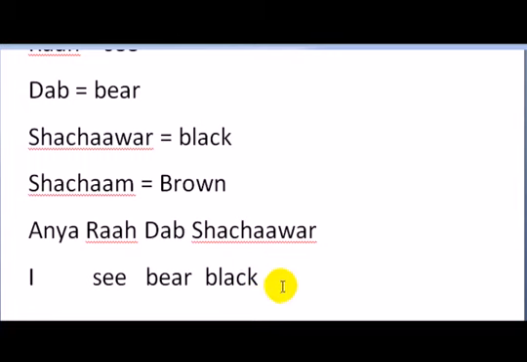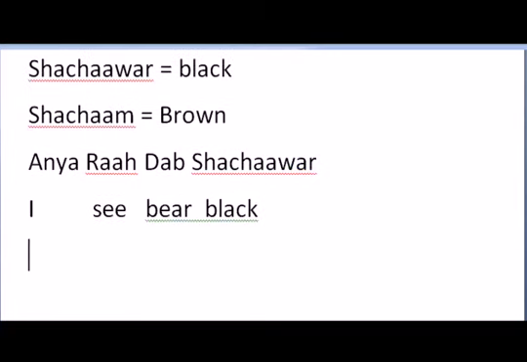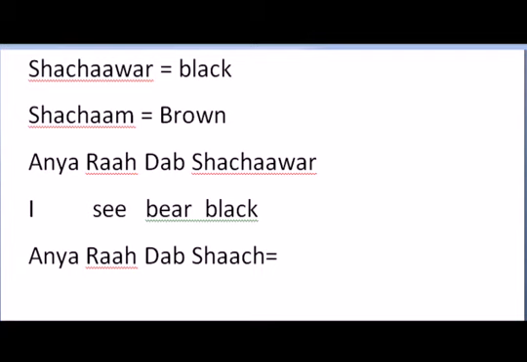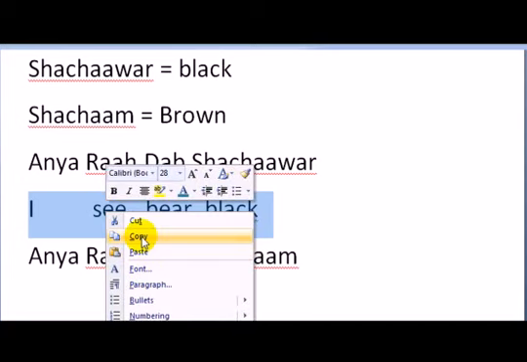Alright, then you would do the same thing if you're speaking about a brown bear. You would put Anya, Ra'a, Dab, Shacham. Alright, basically what you said is I see bear brown.